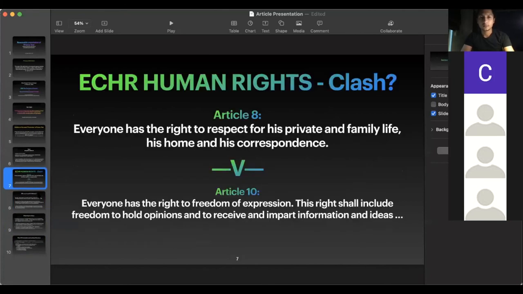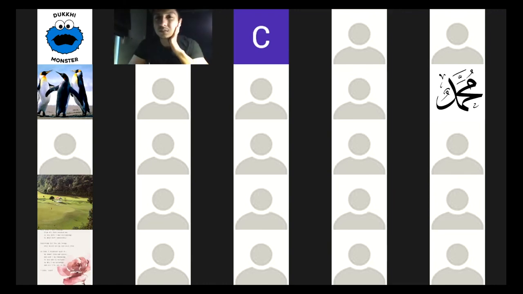Do you mind sharing your opinion on the article? What do you think of the article? In what aspect? Any aspect.